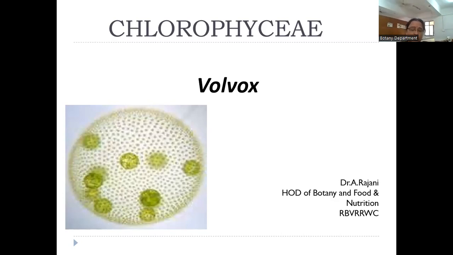Now I'll explain each and every class, but at degree level you study only four classes: Chlorophyceae, Phaeophyceae, Rhodophyceae, and Myxophyceae. In Chlorophyceae, three type studies are there. What are the type studies? Volvox is one, the second is Oedogonium, the third is Chara. Under the Chlorophyceae members, you can study these three types.